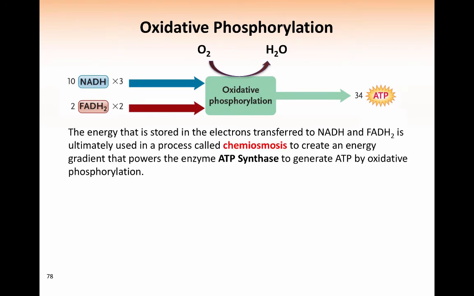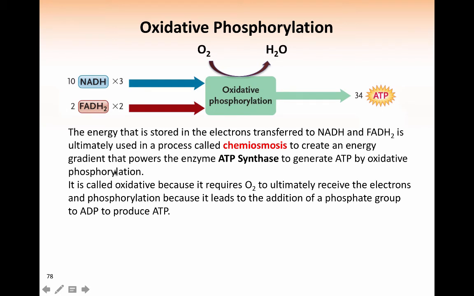So these NADH and FADH2 are really important because they actually store the electrons that are going to be used in the process of chemiosmosis, which should be familiar to you, that creates an energy gradient that powers the enzyme ATP synthase. So these terms are familiar to you because we saw them when we took a look at the light reactions of photosynthesis. And this ATP synthase, of course, is going to generate ATP by a slightly different process, called oxidative phosphorylation. It's called oxidative because it actually requires oxygen to receive the electrons. Phosphorylation, of course, because it leads to the addition of a phosphate group to ADP to produce ATP.